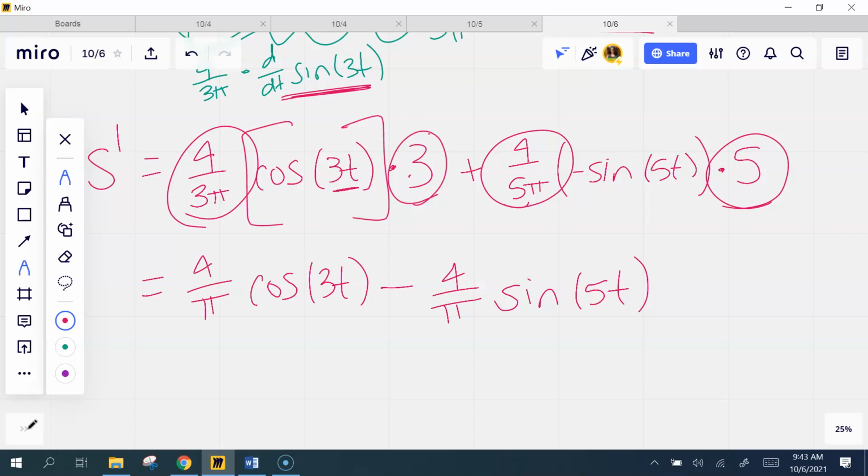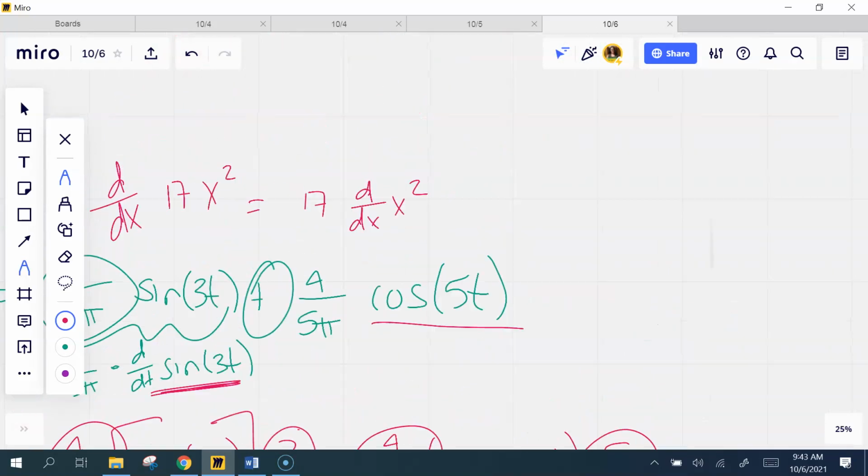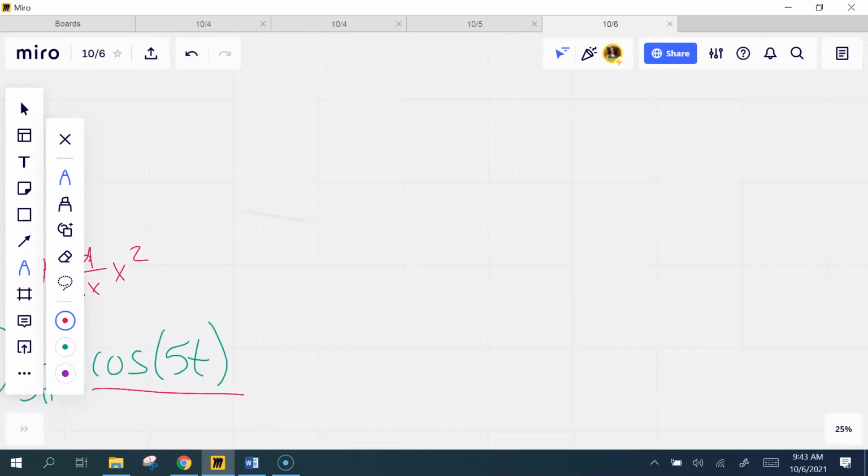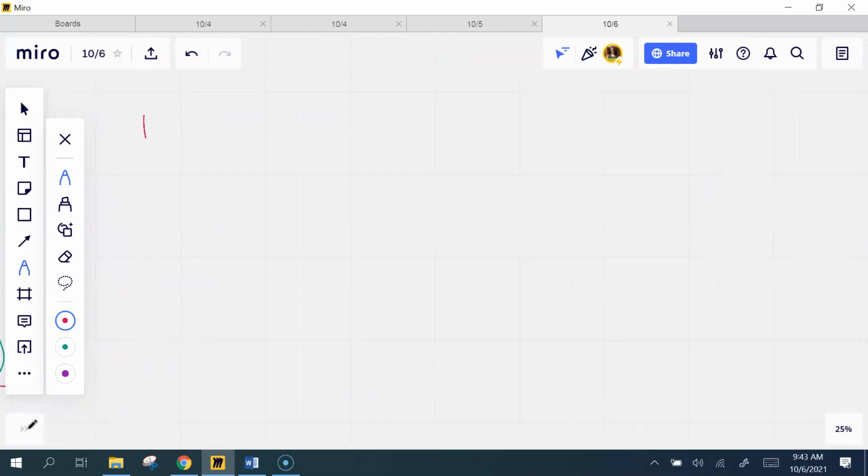All right, let's do another one because they get harder. Okay. Number 14. Yeah. We'll do one.